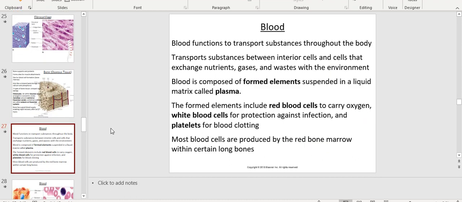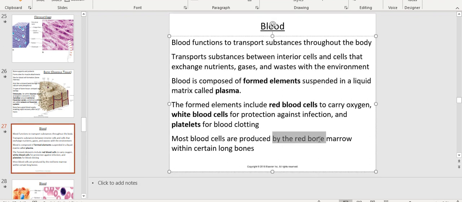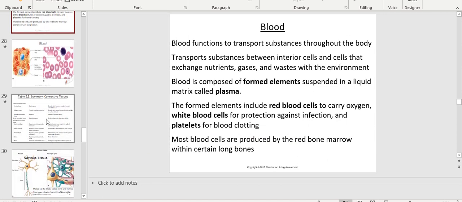Blood is another form of connective tissue. Blood functions there to transport substances throughout the body. Nutrients, gas, waste, all these kinds of things. And it's composed of plasma as well, and RBCs. Blood is a number of different things, but we'll get into more detail when we need to there, okay? So most blood cells are produced by the red bone marrow in the long bones. So your leg bones, big blood producers.